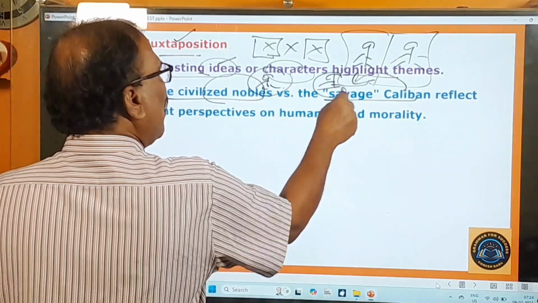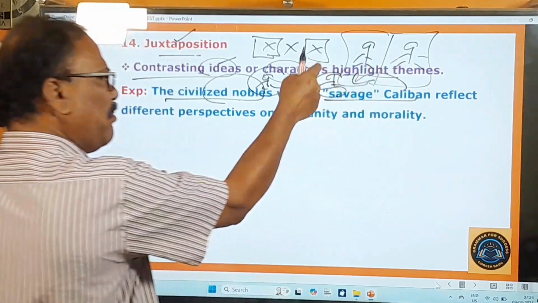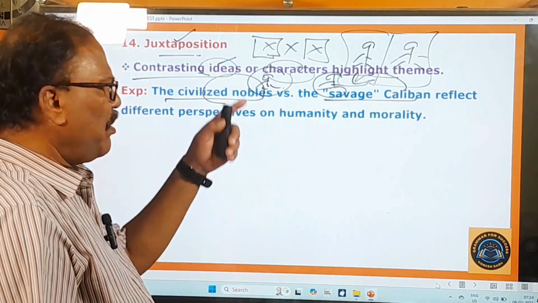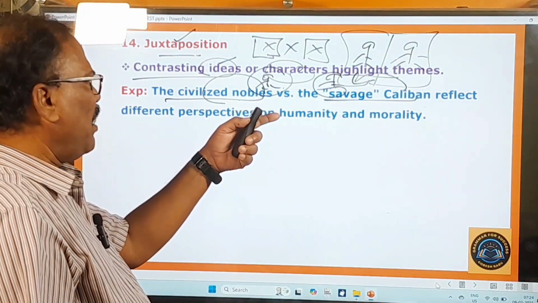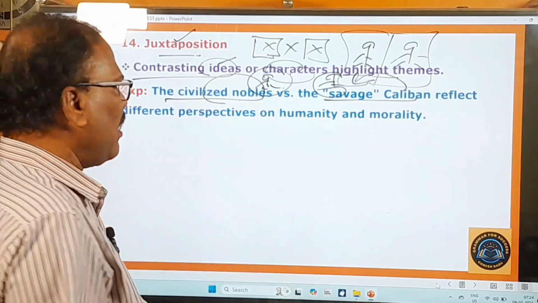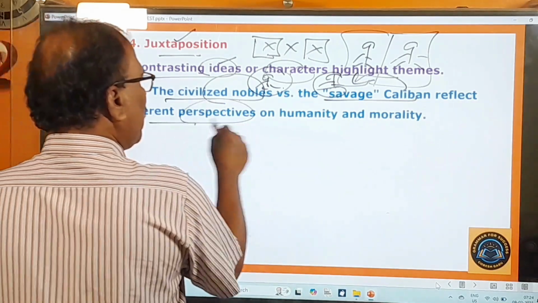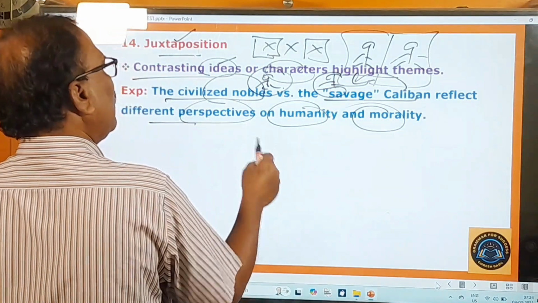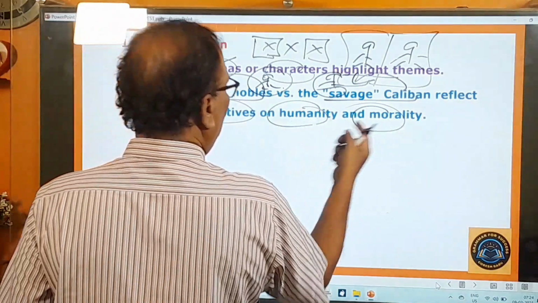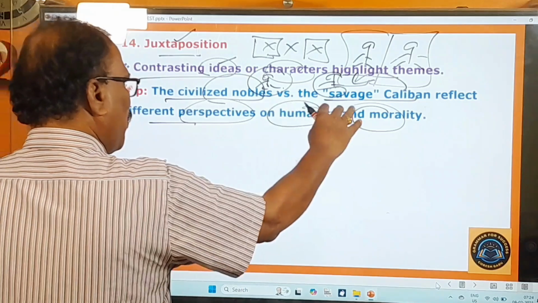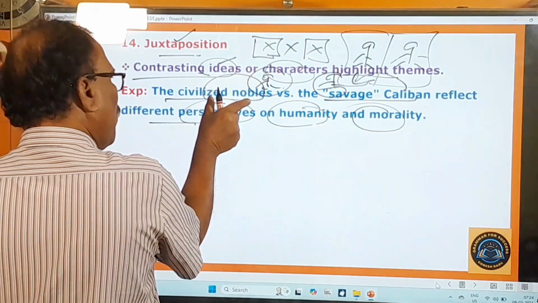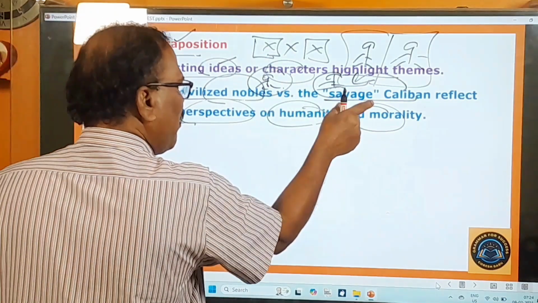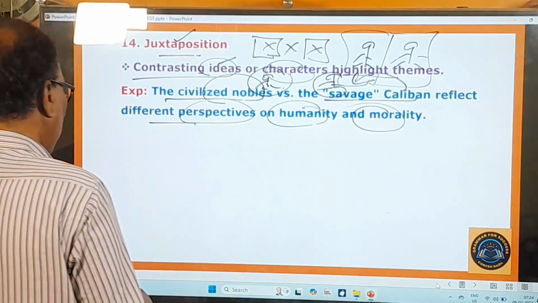Now you can understand what Caliban is lacking, what is not there in him, and what is there in these others. It's like that, and it reflects different perspectives on humanity and morality. So you can understand the difference between humanity and morality also through the juxtaposition of the civilized nobles on one side and the savage Caliban on the other side, right?